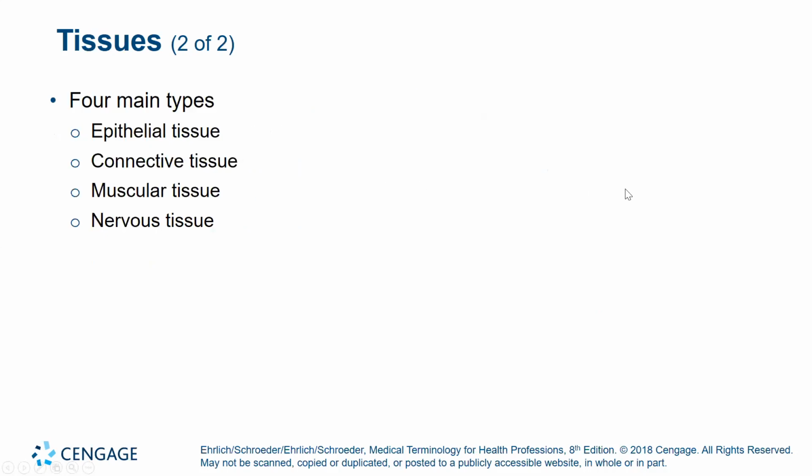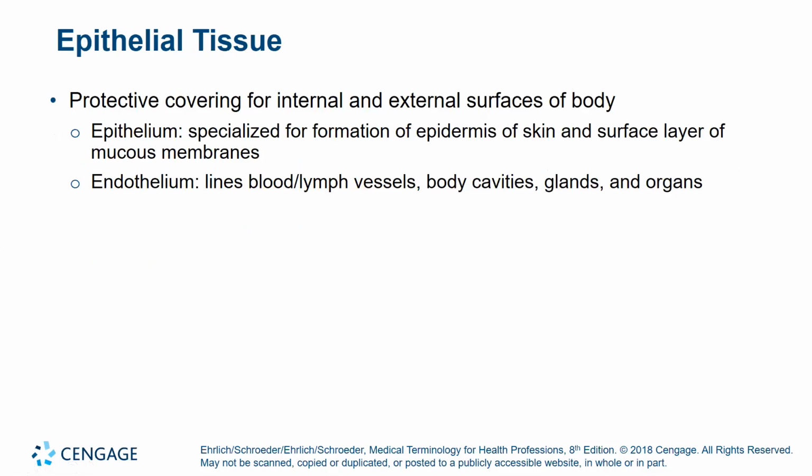There are four main types of tissues. We have epithelial, connective, muscular, and nervous. The epithelial tissue is just a protective covering. That's for the internal and external surfaces of the body. We have epithelium and endothelium.